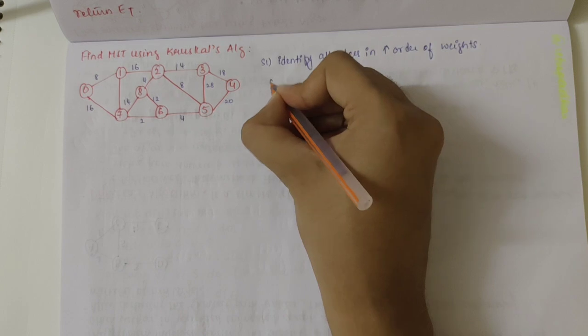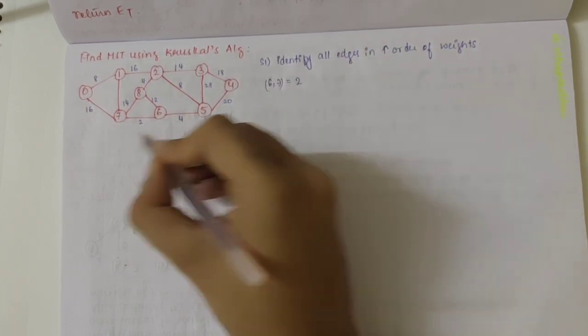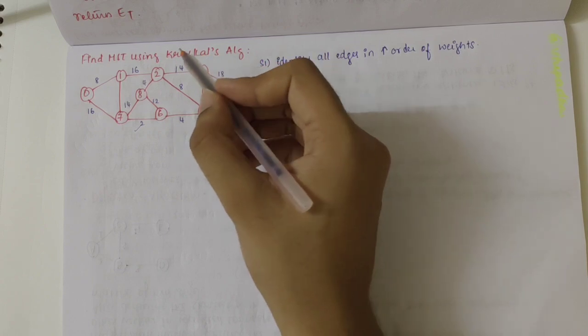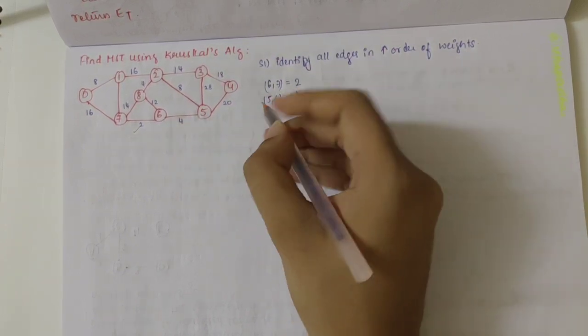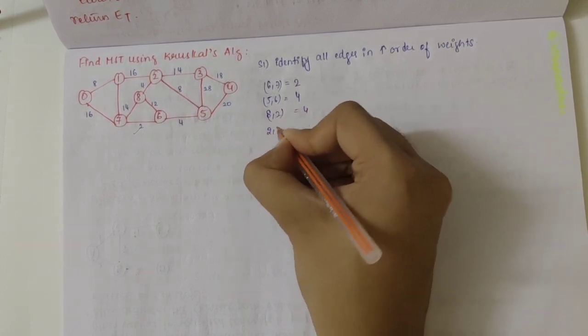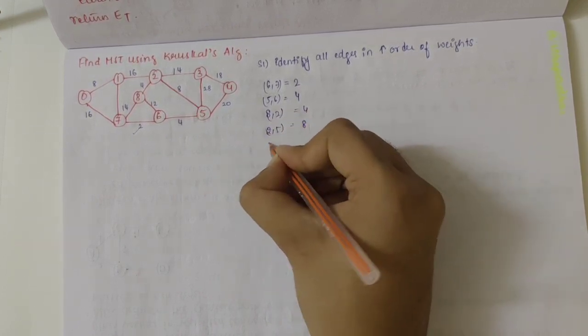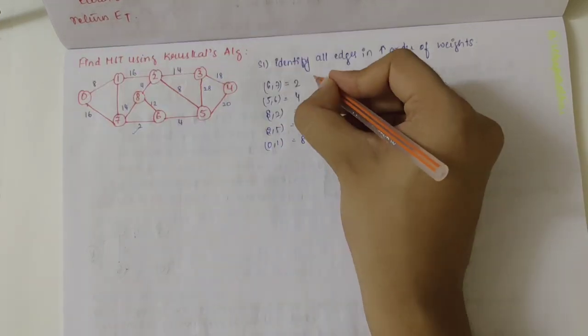Okay, so let me write 6 comma 7, it is 2. This is done. Next I have 4: from 5 to 6 I have 4. Next from 8 to 2 I have 4. Then from 2 to 5 I have 8. And from 0 to 1 also I have 8. This much I am done.